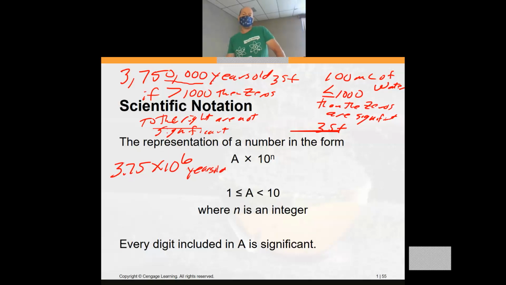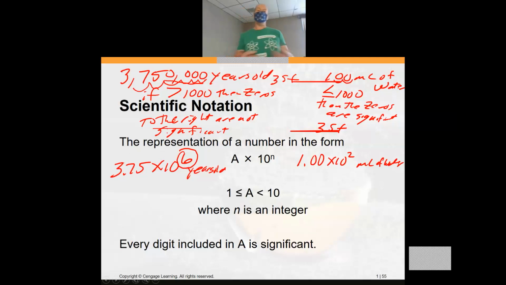All right, so this time we're moving our decimal place to the left. 1, 2, 3, 4, 5, 6 spots. That's where the times 10 to the 6 comes in. And this one would be written as 1.00 times 10 to the 2nd milliliters of water. All right, so again, we are moving the decimal 2 spots to the left. All right, so large numbers, numbers greater than 1, have positive exponents. Small numbers, numbers less than 1, have negative exponents.